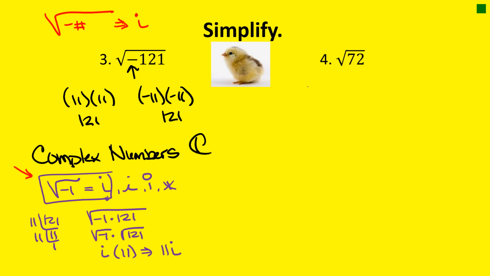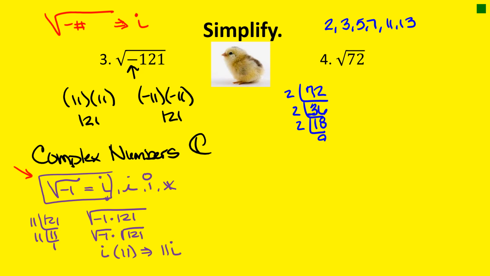72, there's no negative, so we're just going to hedge 72. Remember our prime numbers, 2, 3, 5, 7, 11, 13 are the numbers we're going to use most of the time. So I see 2. 72 divided by 2 is 36. 36 divided by 2 is 18.